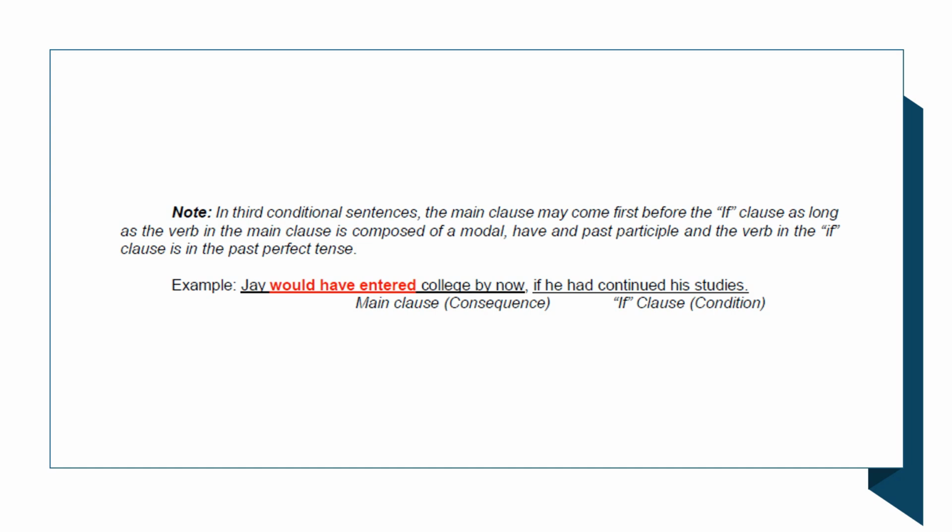Note, in the third conditional sentences, the main clause may come first before the if clause, as long as the verb in the main clause is composed of a modal, have, and past participle, and the verb in the if clause is in the past perfect tense.